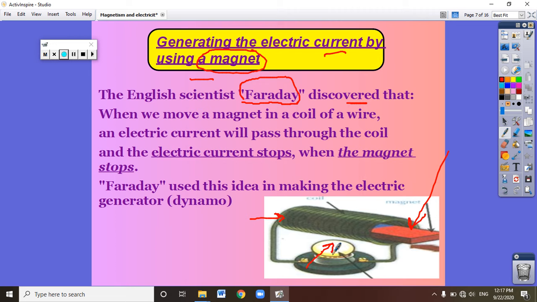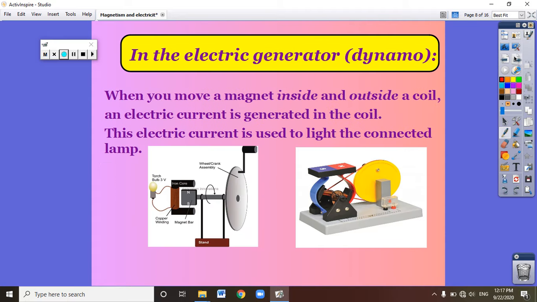So the main idea of making the electromagnet is electric energy changing into magnetic energy. But in the dynamo, kinetic energy or mechanical energy is changing into electric energy. So the dynamo has another name, which is electric generator.